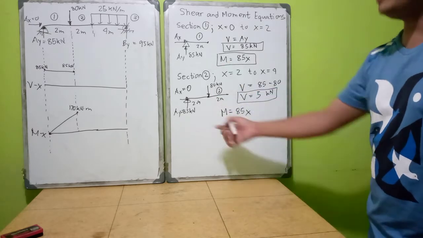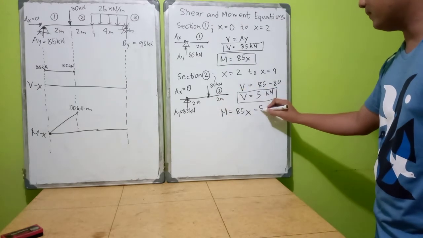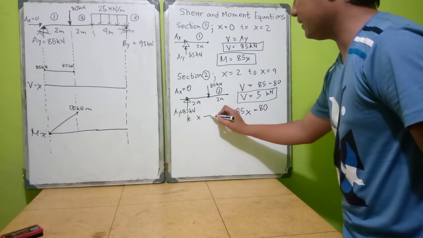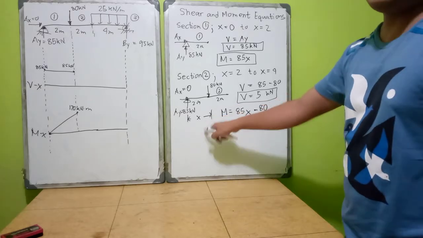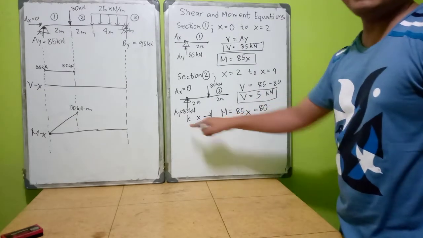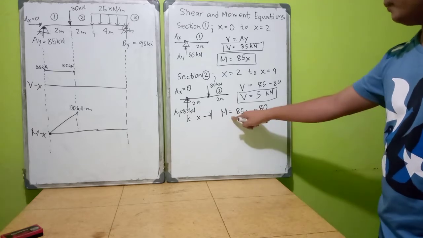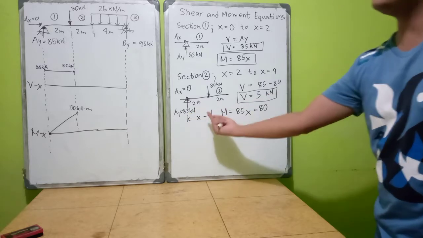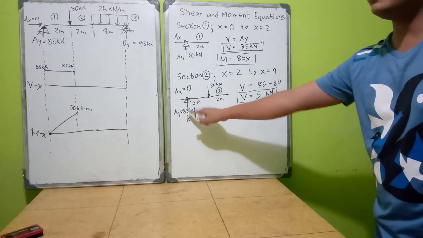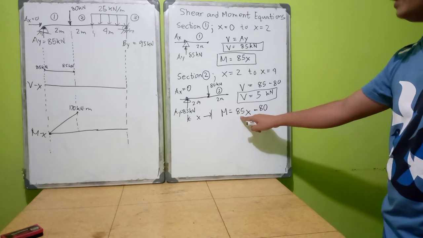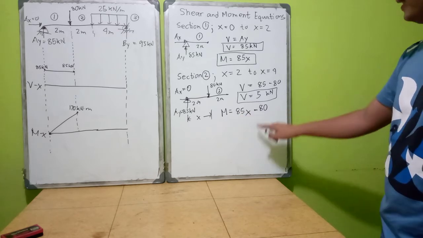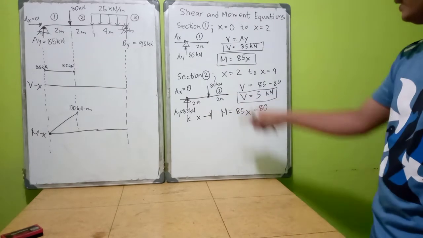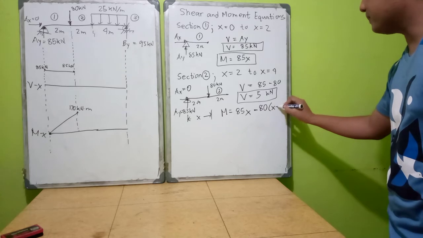And then after 2 meters, you have an 80 kilonewton downward load acting 2 meters from the support. So we have an x here. Let us say your x is any random distance from your leftmost support. So here, your M is equal to 85x, because there is an upward force, 85 kilonewton at the leftmost support, and then because there is an 80 kilonewton load acting 2 meters from the support, we have minus 80 times (x minus 2).